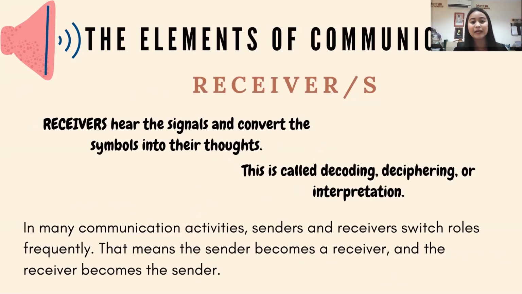Okay? Next, we have the receiver. So receivers hear the signals and convert the symbols into their thoughts. So this is called decoding, deciphering, or interpretation. So the individual or the group of individuals who responds to the sender is called the receiver. And the work of receiver, class, is to decode or interpret, yun yung sinasabi ko kanina, the message sent by the sender. So, si receiver yung mag-iintindi, kailangang maintindihan niya kung ano yung message na binigay ni sender sa kanya.